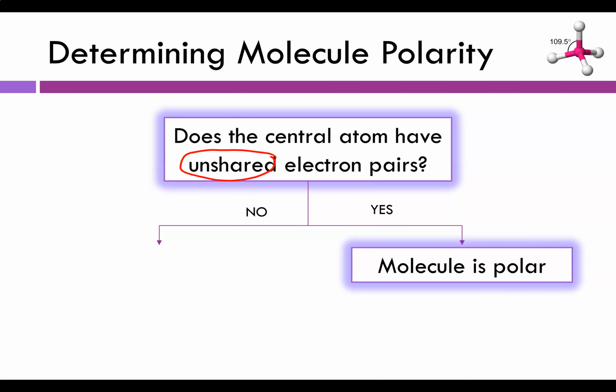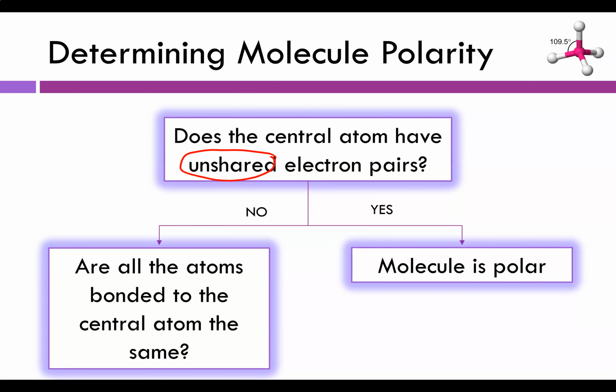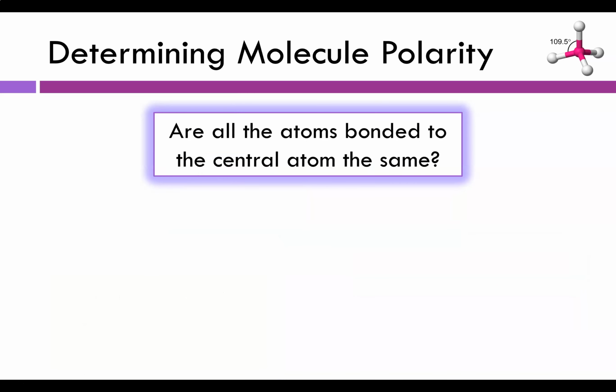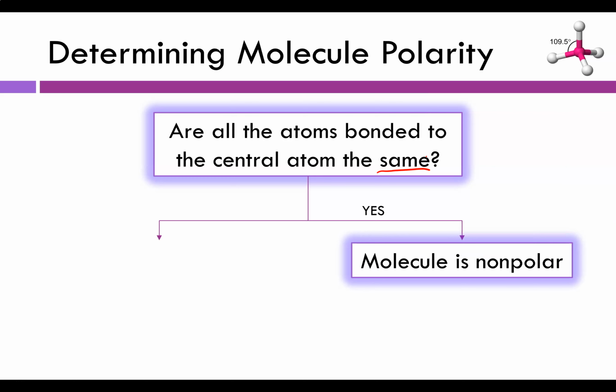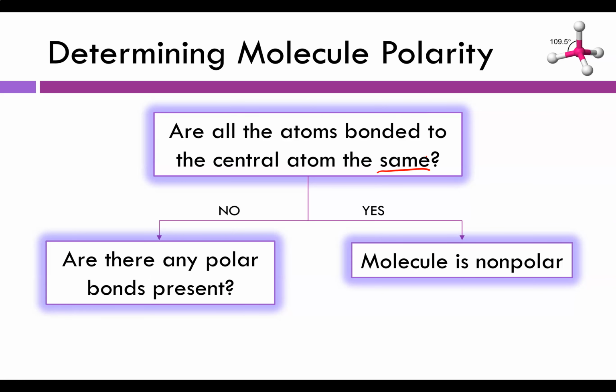If you don't have any unshared electron pairs on the central atom, you've got a little bit more work to do. You've got to look at the atoms that are bonded to the central atom and see if all of them are the same. Are all of the atoms bonded to the central atom the same? If they are, you're looking at a nonpolar molecule. If not, you need to check to see if there are any polar bonds present.